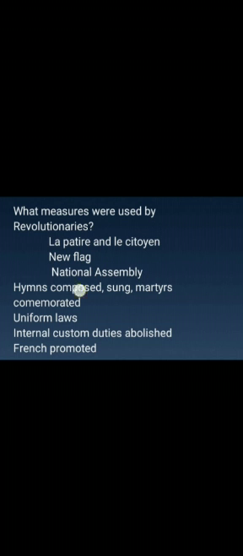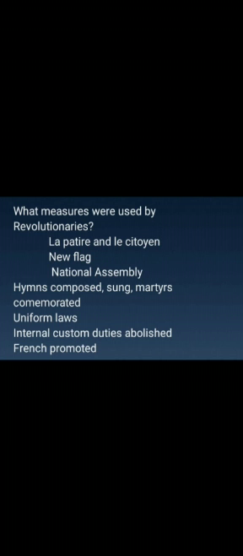Hymns were composed, songs were sung, national songs were sung, and martyrs were commemorated, the people who died for the cause of the country. All this was done to evoke the feeling of nationalism within the country.